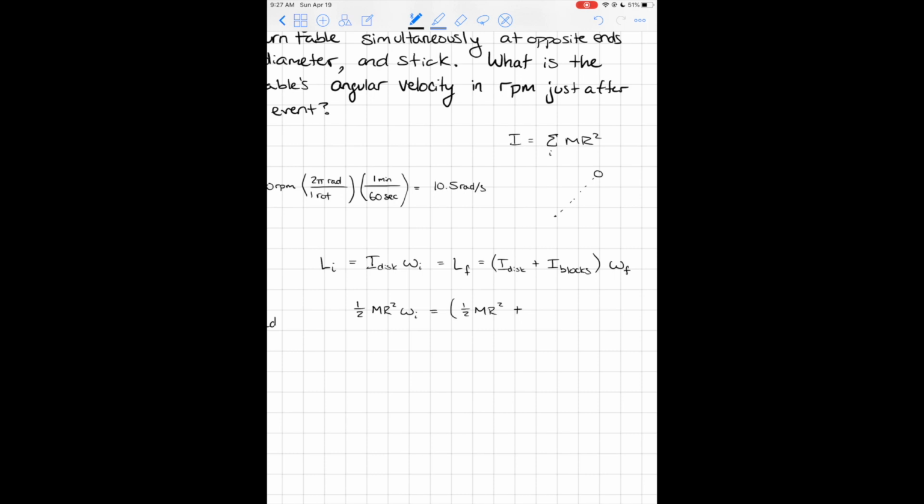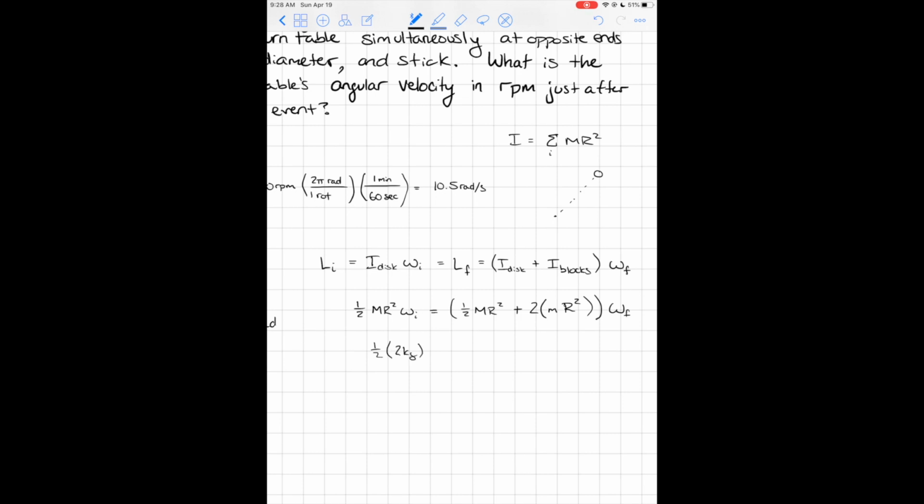So I just have a point particle essentially that is r away, and I have two of these things, and they have some little m mass, and so this is the I of the blocks, right? Little m times r squared, and then we have two of them, because we have two blocks, times omega f. So that's what we're looking for. If I work through this, I'm going to see that I have 1/2. Let's start plugging in some numbers.